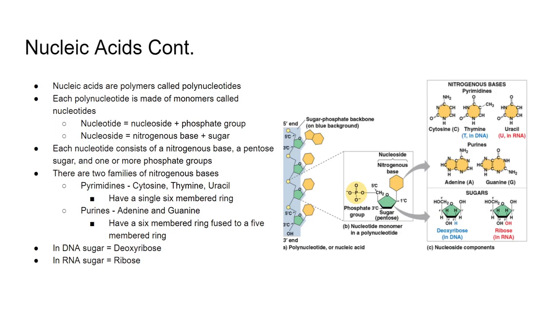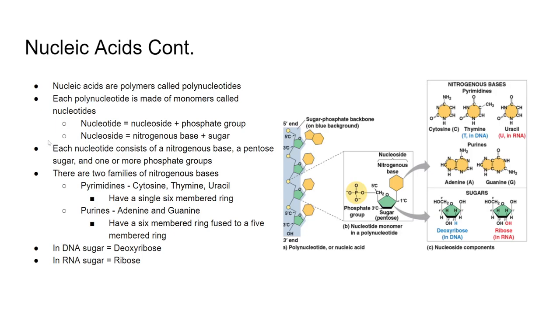Nucleic acids continued. So nucleic acids are essentially polymers called polynucleotides. You can refer to them as nucleic acids or you can refer to them as polynucleotides. And each polynucleotide is made of monomers called nucleotides. An important thing I want to talk about is that a nucleotide is the nucleoside plus the phosphate group. And the nucleoside is the nitrogenous base and the sugar. So we have the nitrogenous base and the sugar here, which makes up a nucleoside, and a nucleotide is that plus the phosphate group.